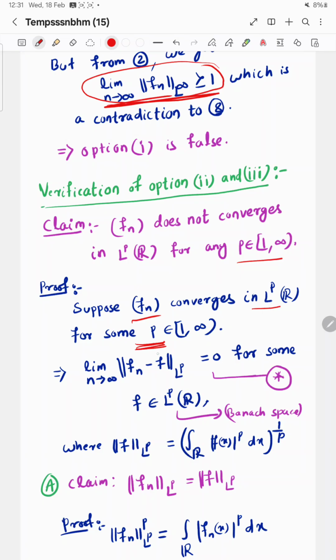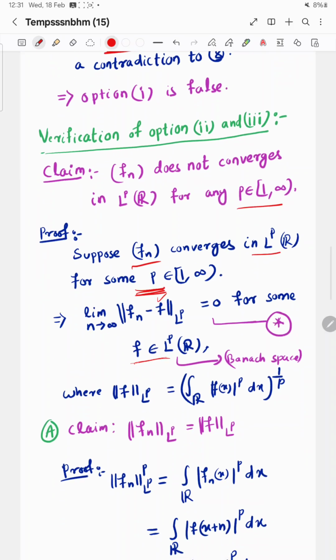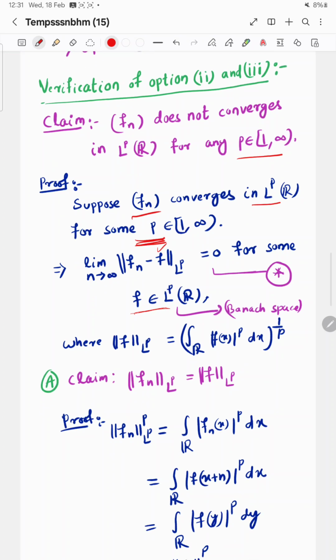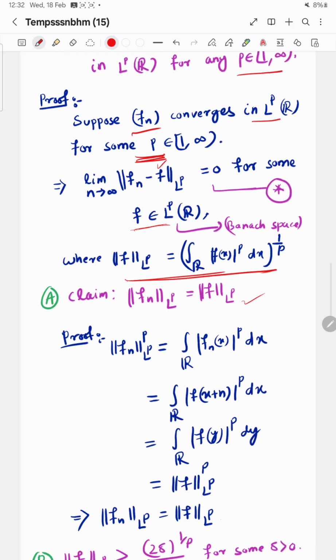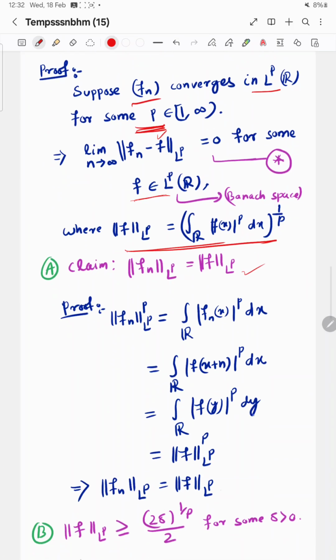This implies f_n converges in L^p, which means we can find a function f in this L^p space, which is a Banach space, so that this limit is equal to 0. Let us call this equation star. The L^p norm is defined in this way. Next we claim that the L^p norm of f_n is equal to the L^p norm of f, because f_n are nothing but translations of f. One can also prove this mathematically using the change of variable formula. It is a simple calculation, you can follow it.